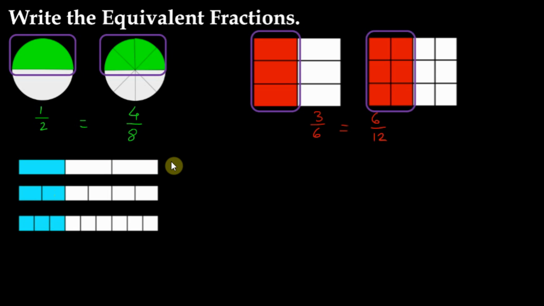Hence, we write the fraction 1/3 to represent the shaded portion. In the second strip, there are 2 out of 6 equal parts shaded. So to represent it, we write the fraction 2/6. And in the third strip, 3 out of 9 equal parts are shaded. Therefore, we write the fraction 3/9 to show the shaded portion.